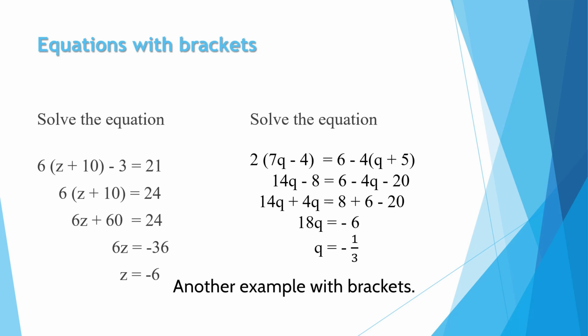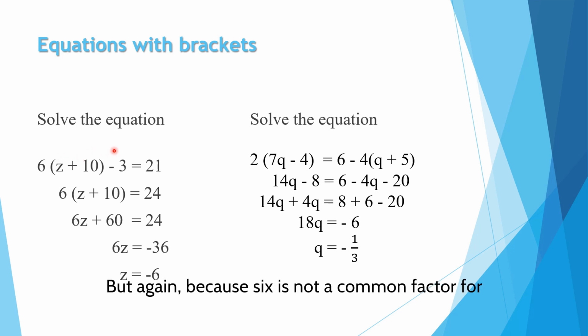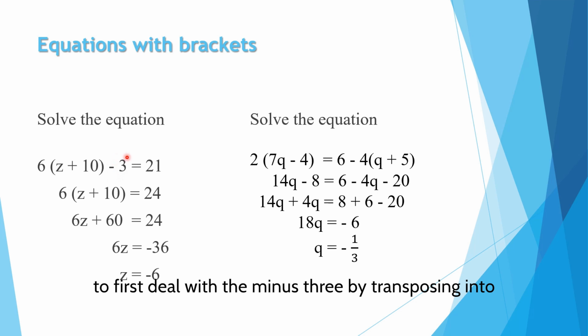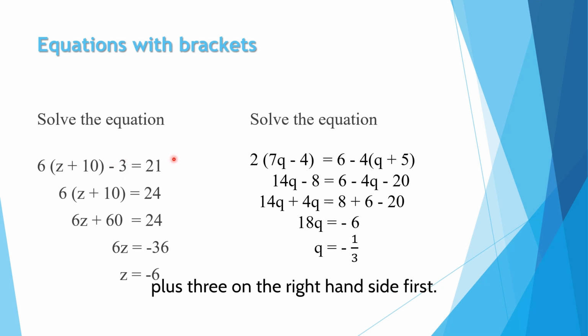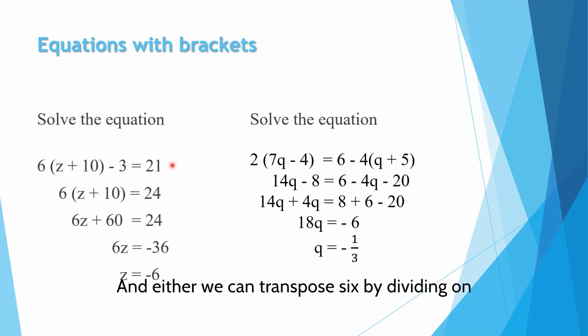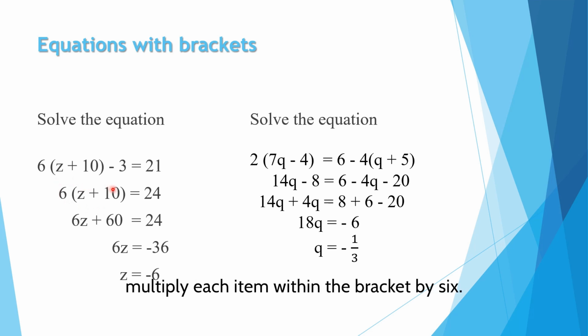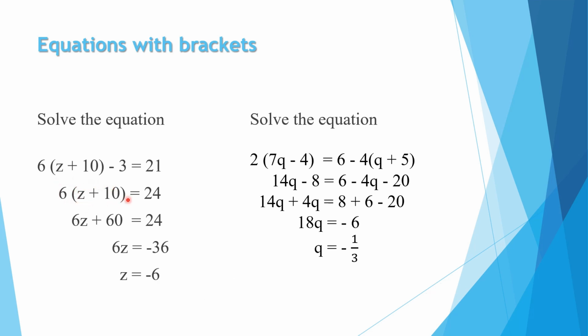Another example with brackets. Now we can see 6 times (z plus 10) minus 3 on the left-hand side. But because 6 is not a common factor for all the items on the left-hand side, we need to first deal with the minus 3 by transposing it into plus 3 on the right-hand side. And either we can transpose 6 by dividing the right-hand side by 6, or we can multiply each item within the bracket by 6. And finally, after simplifying, it gives z equals minus 6.